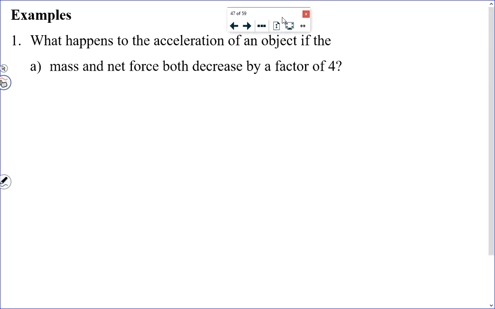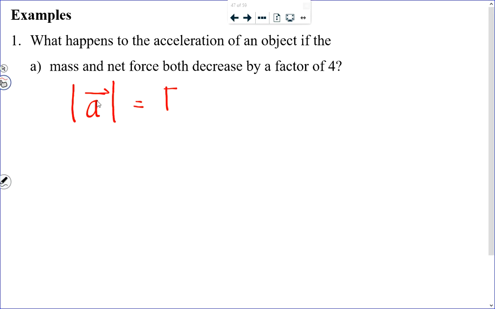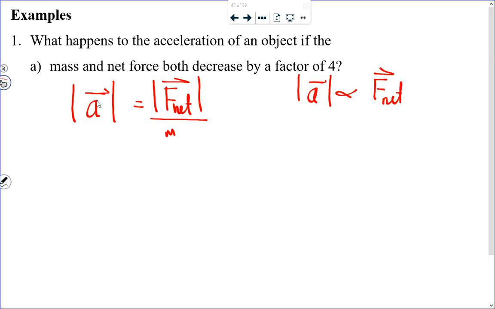All right, example 1, what happens to the acceleration of an object if the mass and the net force both decrease by a factor of 4? Well, the acceleration, I'm going to go with magnitude of the acceleration, is equal to the magnitude of the net force divided by the mass. So what this is saying is the acceleration is proportional to the net force, and the acceleration, this is how we're going to write it, is inversely proportional to the mass.